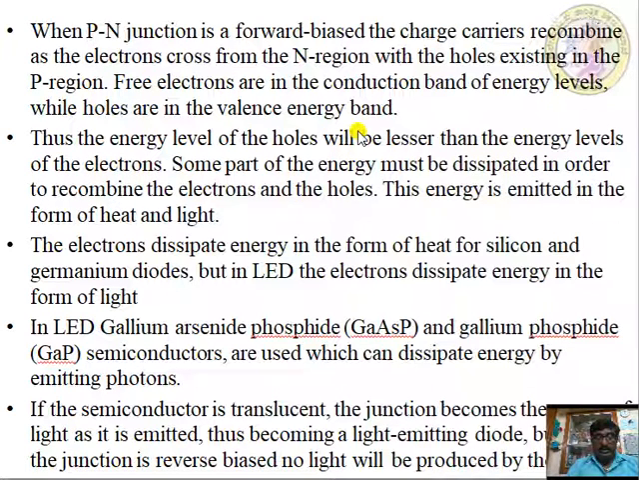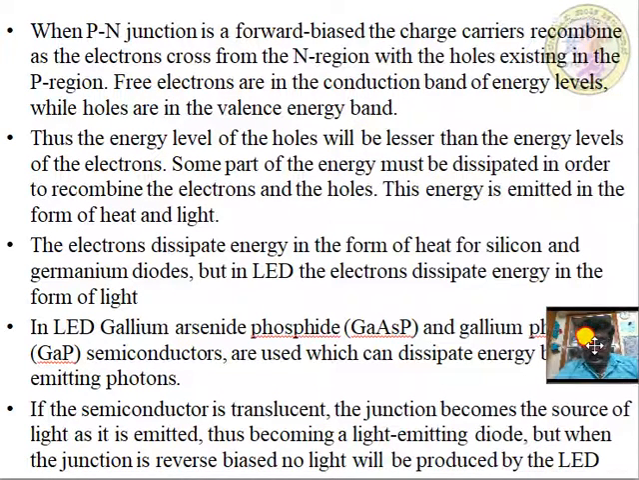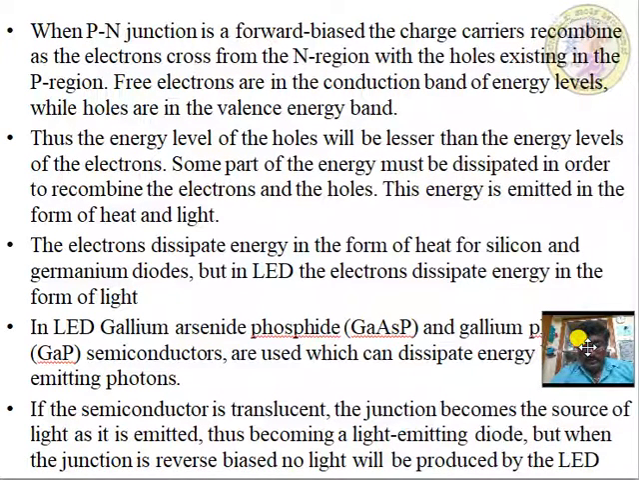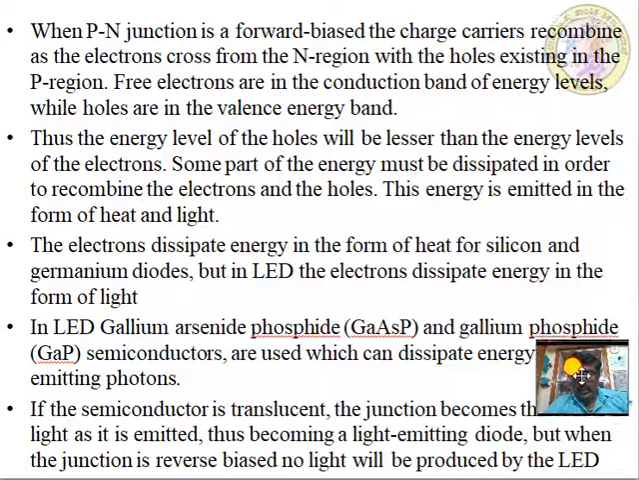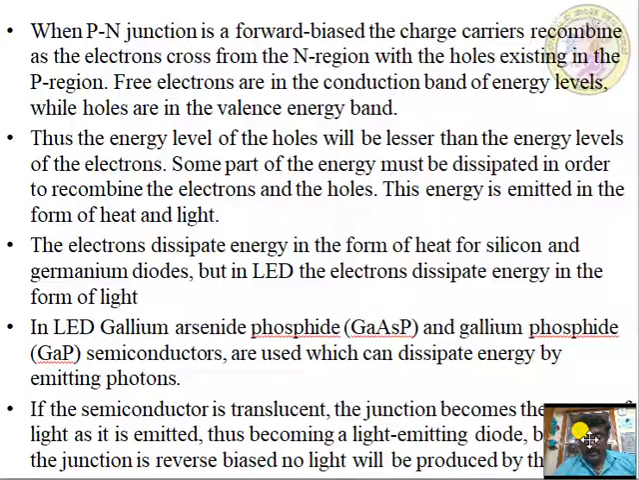If the semiconductor is translucent, the junction becomes the source of light and the light is emitted, thus becoming a light emitting diode. But when the junction is reverse biased, no light will be produced by the LED. So the LED works only in forward bias, not in reverse bias.